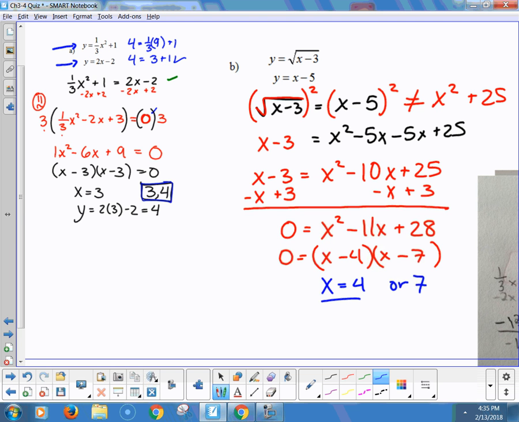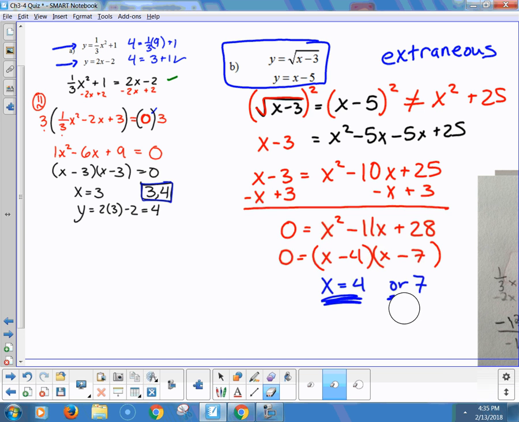But hey, remember what I said a while ago when I thought about the sketch of this thing and it looked like they only crossed one time? Well, it looks like we're about to be headed for an extraneous solution. Extraneous means extra. I said these graphs would cross one time, and I just got two answers. So one of these answers does not make this system true.